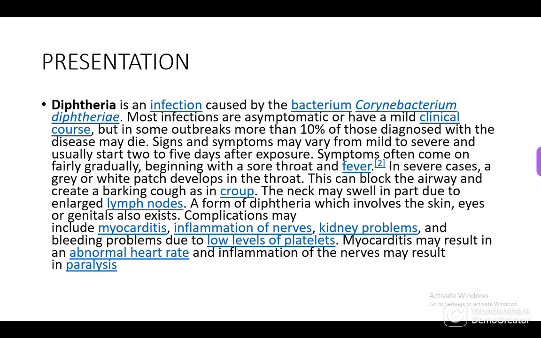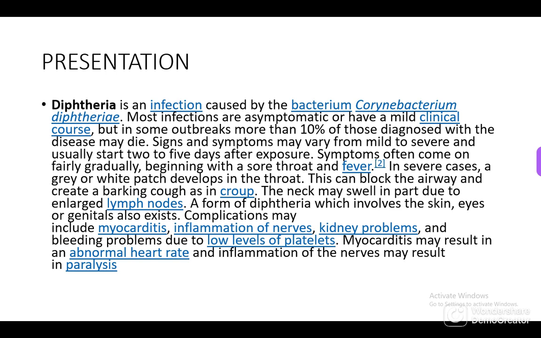The neck may swell in part due to enlarged lymph nodes, Corynebacterium diphtheriae lymphadenitis. A form of diphtheria which involves the skin, eyes and genitals also exists. There is another species of diphtheria which involves the skin, the eyes, and the genitals. Because of the bacteremia and toxemia, they also cause myocarditis and inflammation of the nerves.